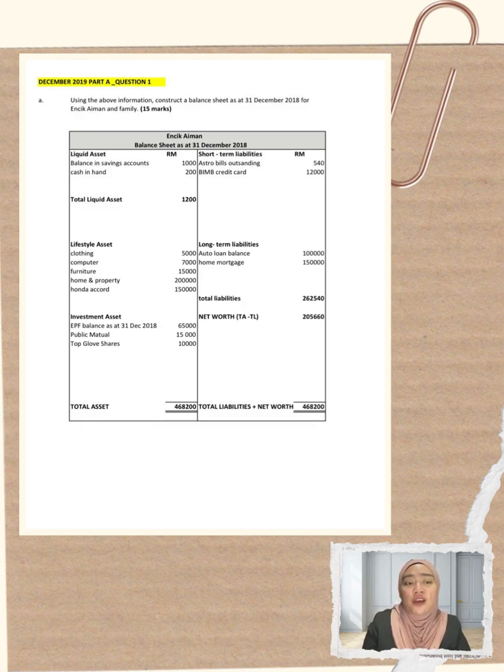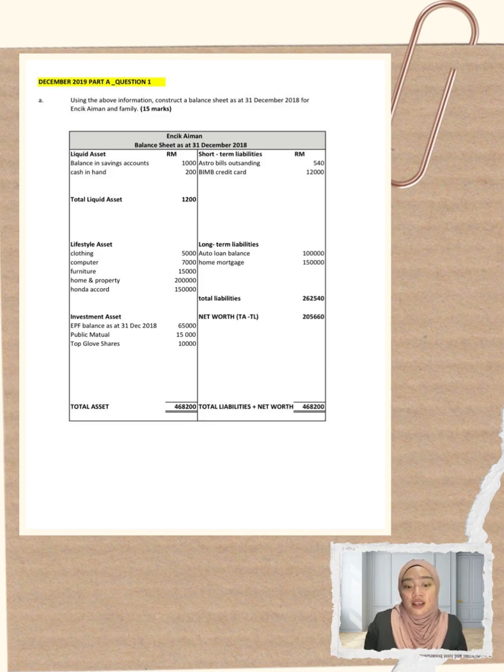In balance sheets, there are two columns. The first column is for assets, which is on the left side, and the second column is for liabilities, which is on the right side. On the asset column, you need to put three types of asset: liquid asset, lifestyle asset, and investment asset. In this question, there are two liquid assets: balance in savings accounts, 1,000, and cash in hand, 200. The total of liquid assets is 1,200.